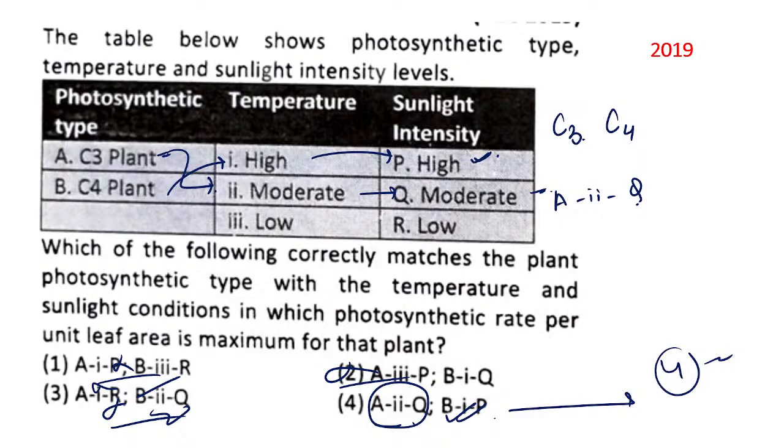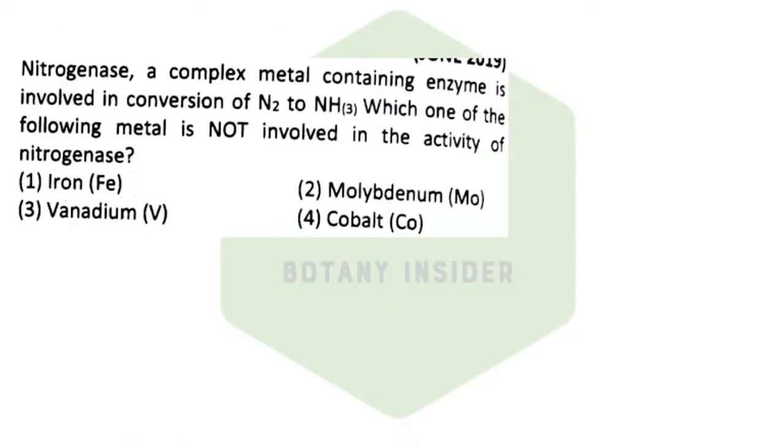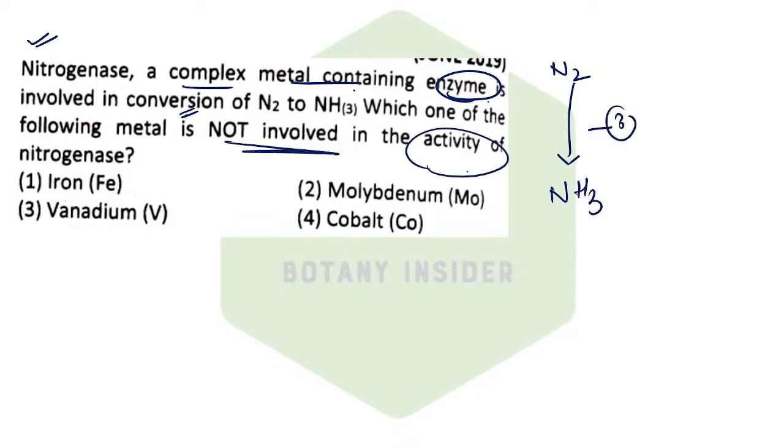Right? So this is another question. Give it a try, everyone. Last question for the day. Nitrogenase is a complex metal element containing enzyme. It is involved in the conversion of N2 into NH3. Which of the following metals is not involved in the activity of nitrogenase? Quickly mark the answer. Very, very simple question. If you have read about the nitrogen metabolism concept, you can easily get to the correct answer.